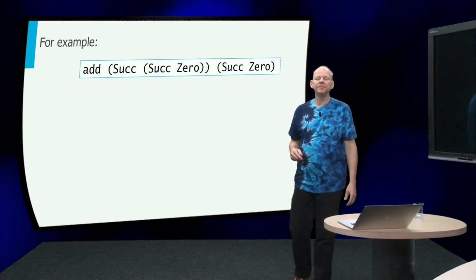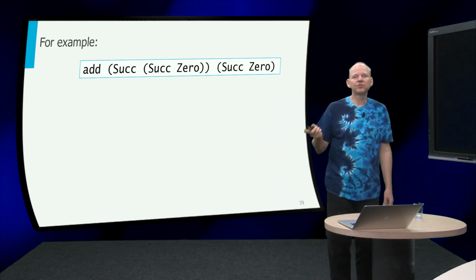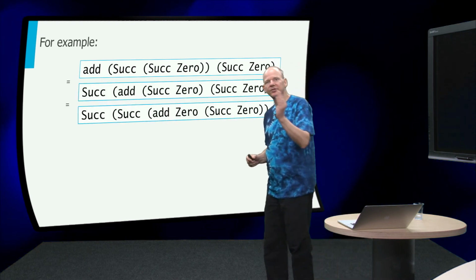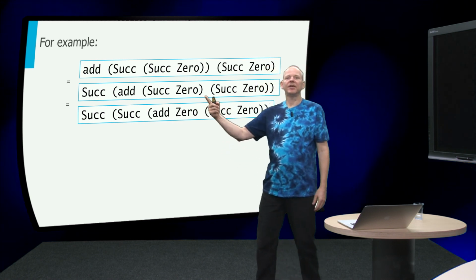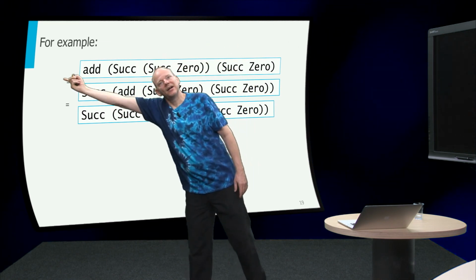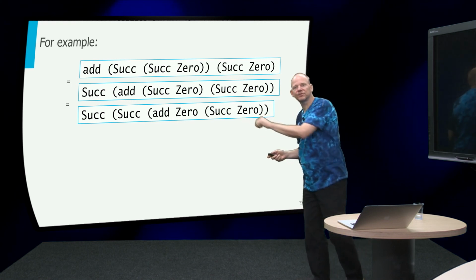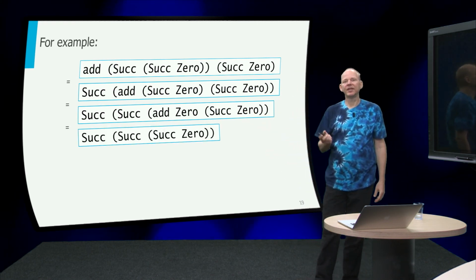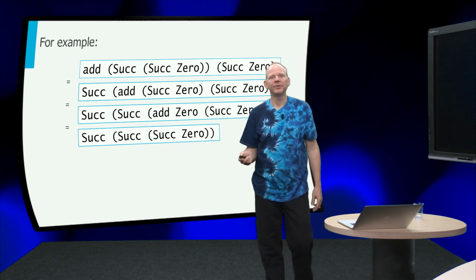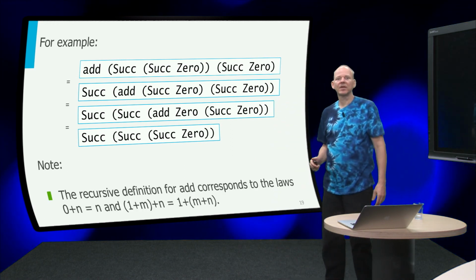If we execute an example, say we want to add 2 to 1, let's see. We recursively push the addition inside and take one of these Sucs outside. We do that several times. You see that the add gets pushed inside until it hits the 0, and that's 0. And there we go. If we add 2 plus 1, we get 3. Great.